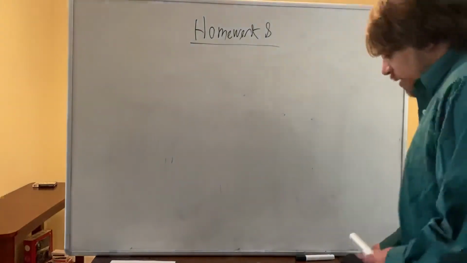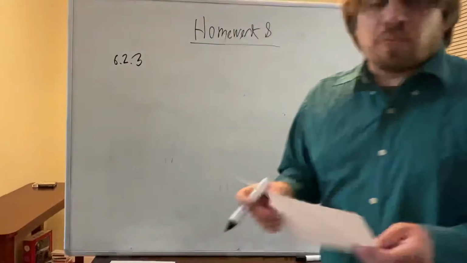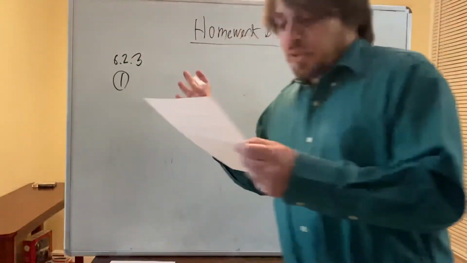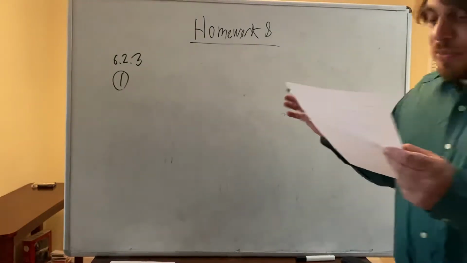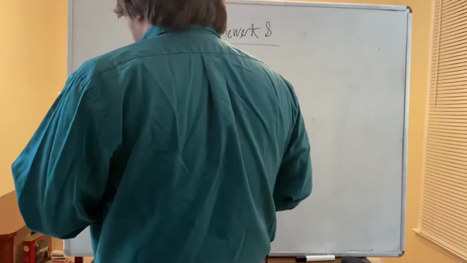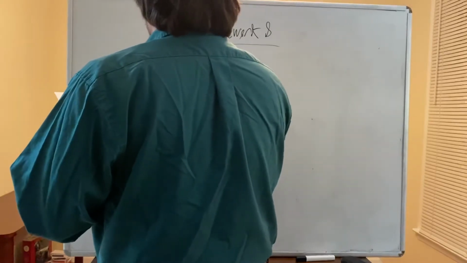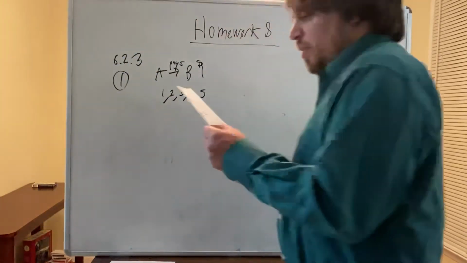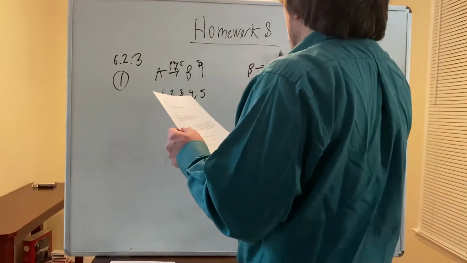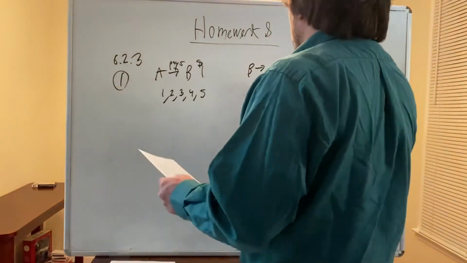Okay, next is 6.2.3. For 6.2.3, let's look at number 1. So if player A pays player B $1 when the outcome of the die is 1, 2, 3, 4, or 5, then in order to make this a fair game, what should player B pay player A when the outcome is the 6?